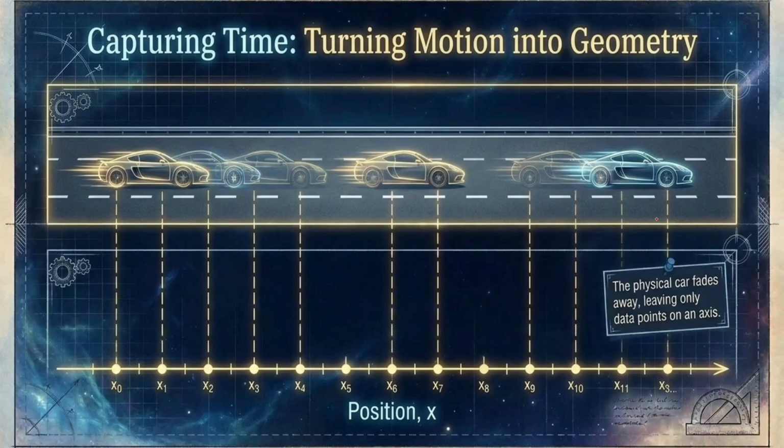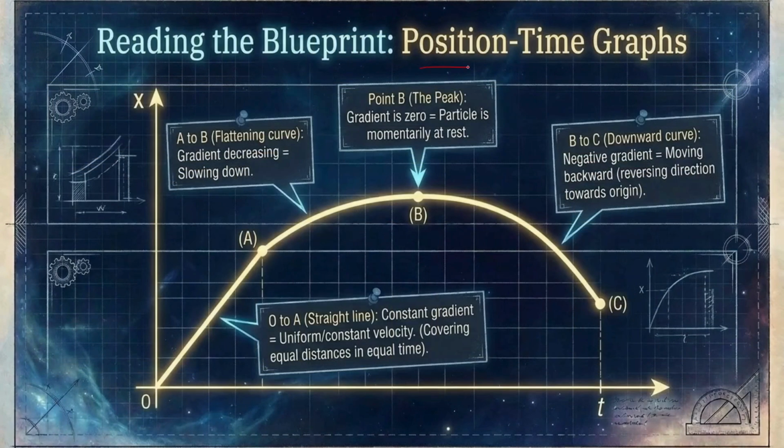Now, create a position versus time graph. First we understand the position versus time graph. Here we have four cases. The first case, 0 to A, is a straight line, which means constant velocity. It means the body covers the same distance in the same time interval. The next one, A to B, is a flattening curve.